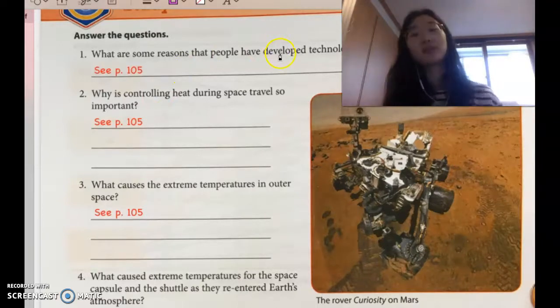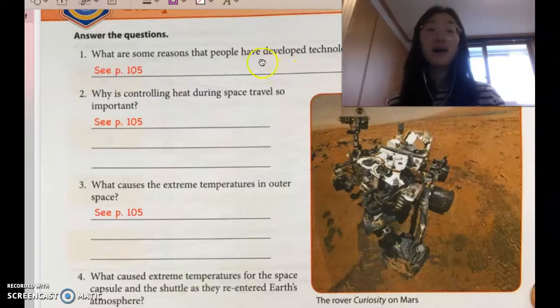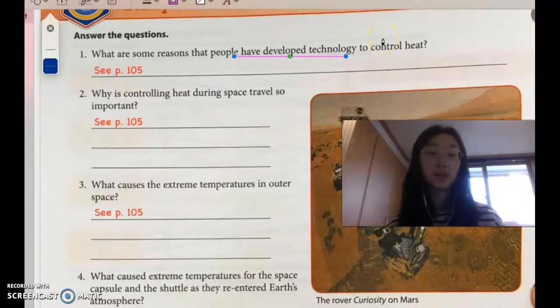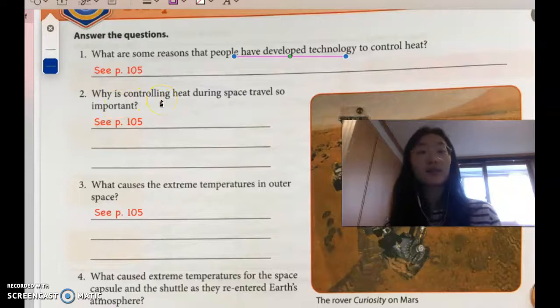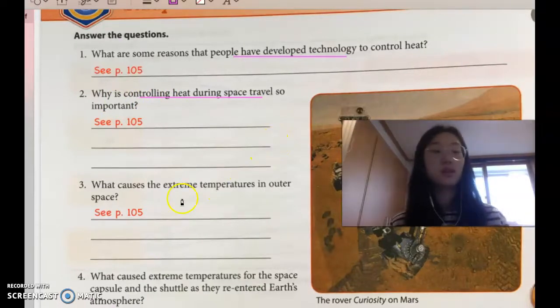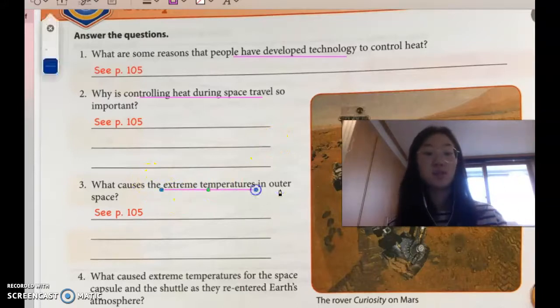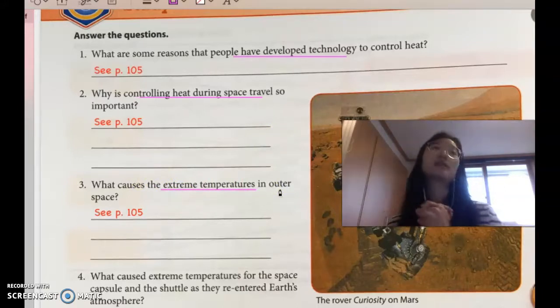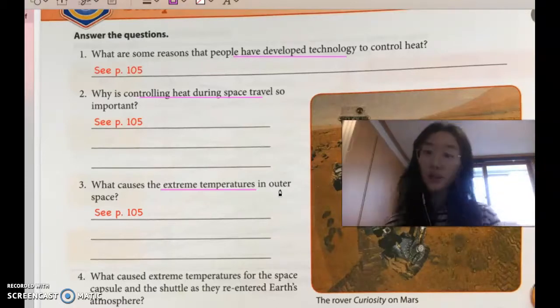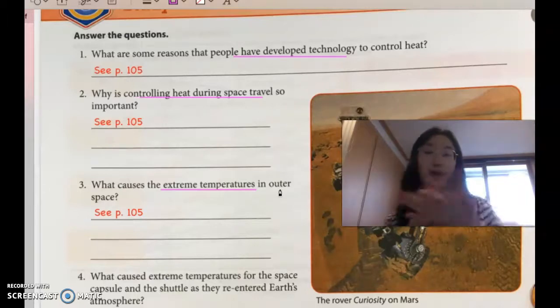Number 1, what are some reasons that people have developed technology to control heat? Why did people develop technology to control heat? What are some reasons? Number 2, why is it so important to control heat during space travel? What happens if you don't? Number 3, what causes the extreme temperatures in outer space? We talked about how in outer space, sometimes it can go from really, really hot to becoming really, really cold, the black and white.